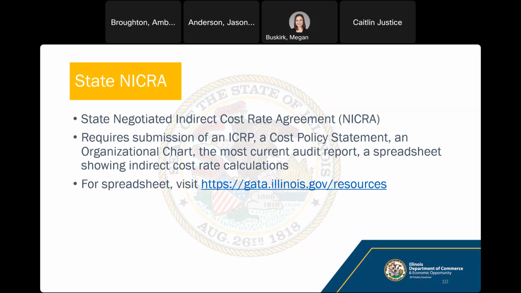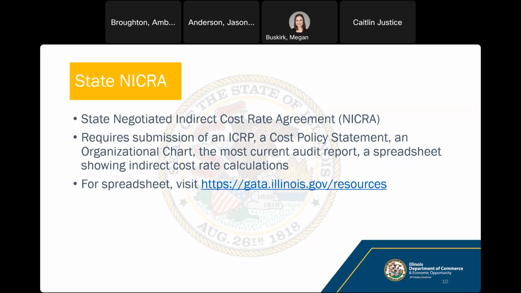So this spreadsheet is available on the GATA resource page. So we have that link in the chat for you. The state NICRA will be effective for the duration of the grantee's fiscal year. Those with state NICRAs are required to submit their indirect cost rate proposal annually.